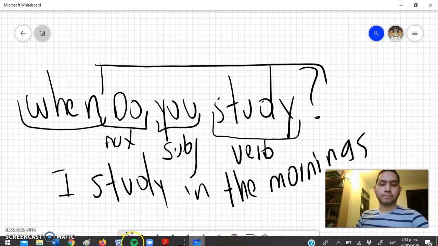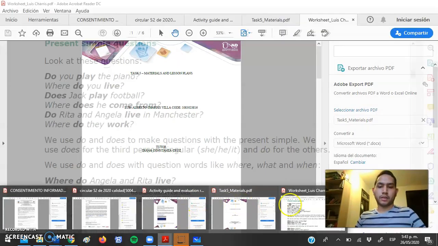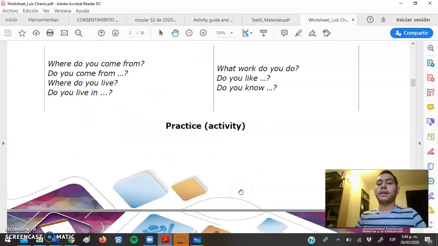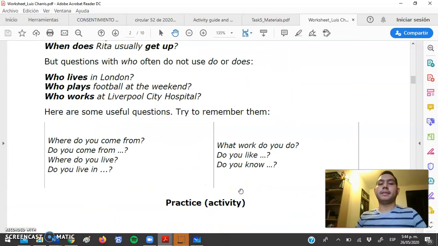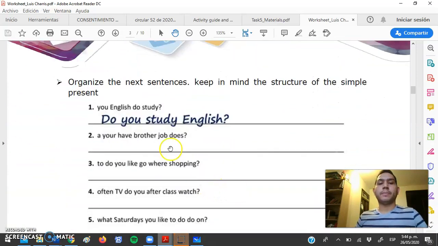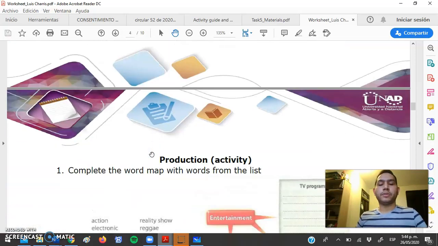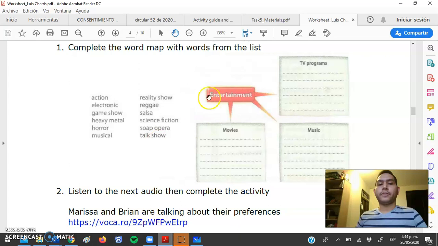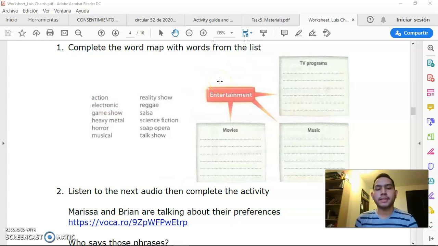Now let's continue on the lesson plan. After students understand the simple present, the questions, they're going to practice it by organizing these sentences, or unscrambling them. Finally, they're going to do a production activity in which first they have to classify these words into these categories. So these are kinds or types of entertainment. Action. So where does the word action go? In movies, music, or TV programs? So the right answer is movies.